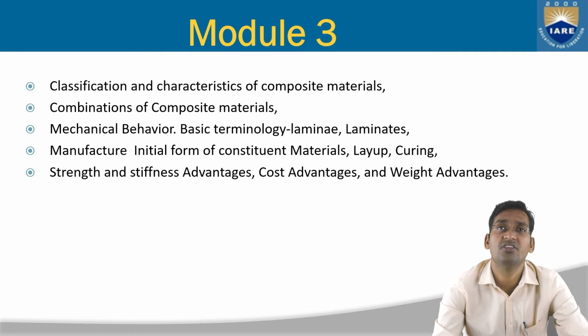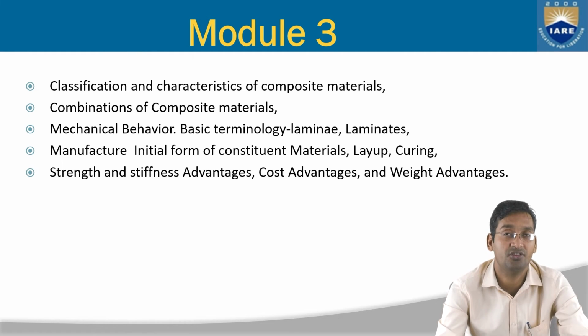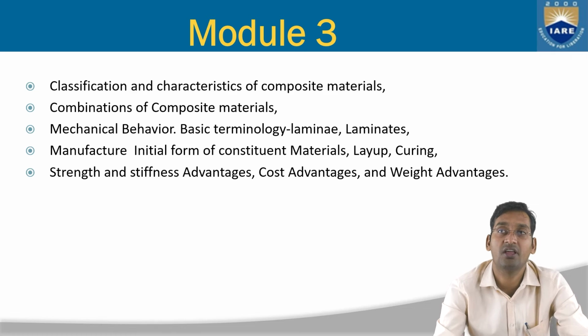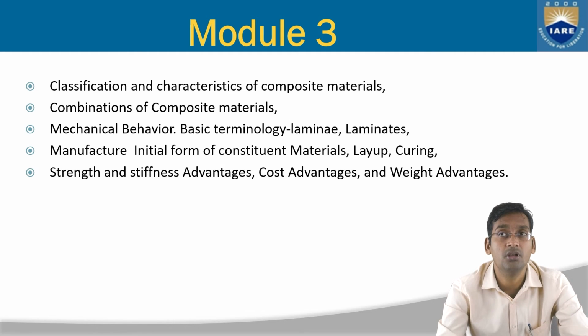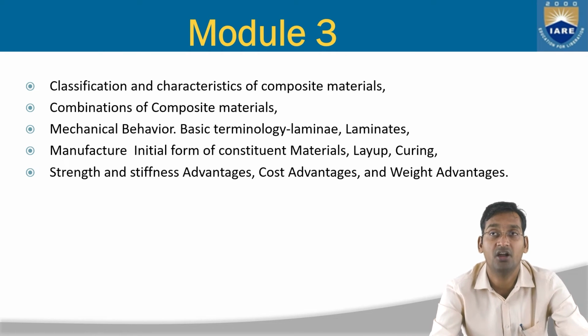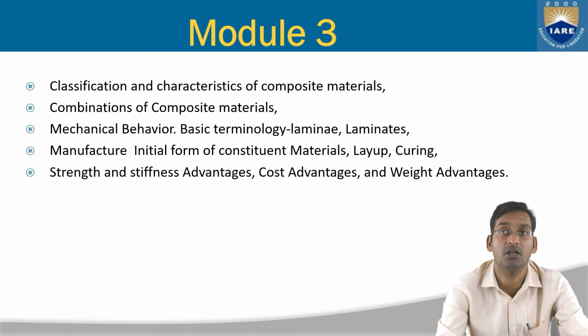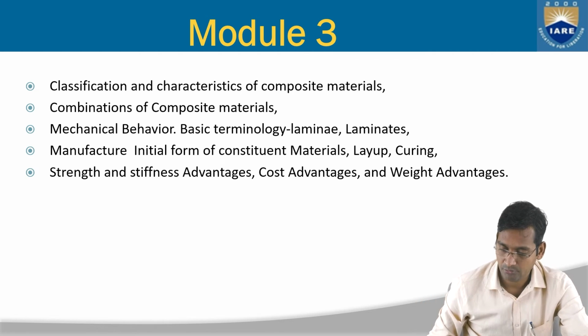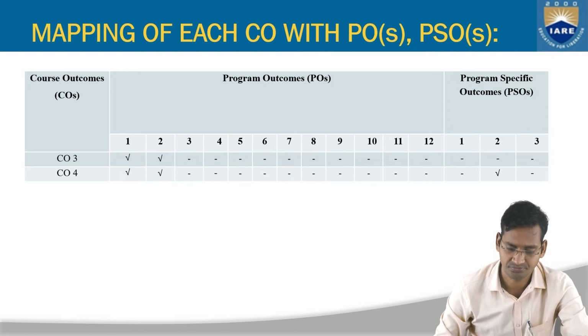Next, they will learn about the strength and stiffness of that material, and how they get the advantages of strength and stiffness. Next, cost advantages and weight advantages, meaning after using the composite material, whether it is cost effective or not, that the student will also learn. And weight advantage: what is required for the aircraft is a higher strength to weight ratio, so weight advantages are there. That means after incorporating the composite material, whether the strength to weight ratio increased or not. So they can verify for the various materials.